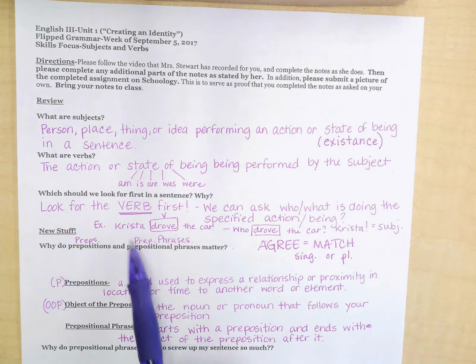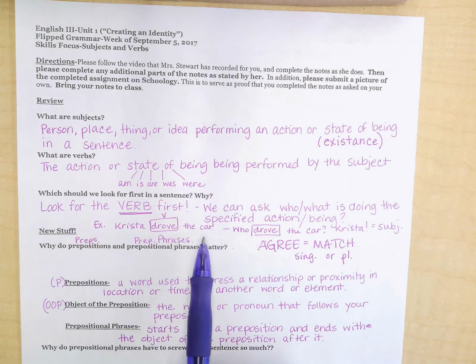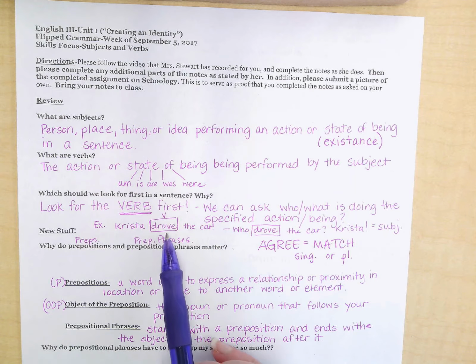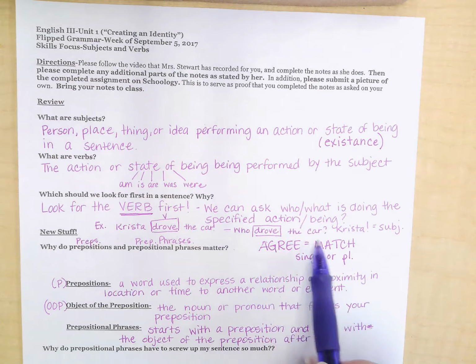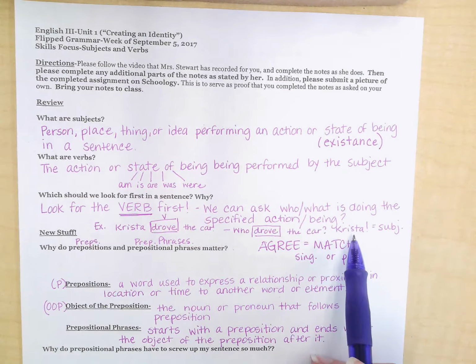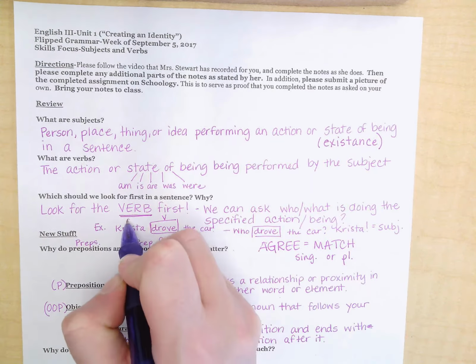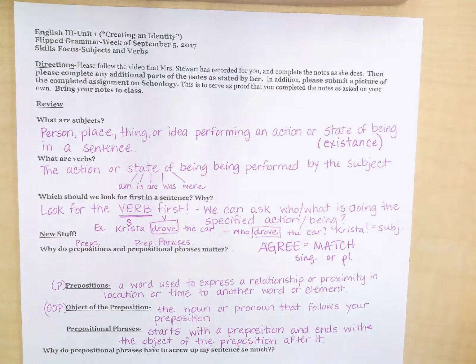So for example, I've got the sentence, Krista drove the car. So I'm going to look for my verb first. My verb happens to be drove. So now I can ask myself the question, who drove the car? And that would be Krista. Krista drove the car, so Krista has to be my subject. So just some review.